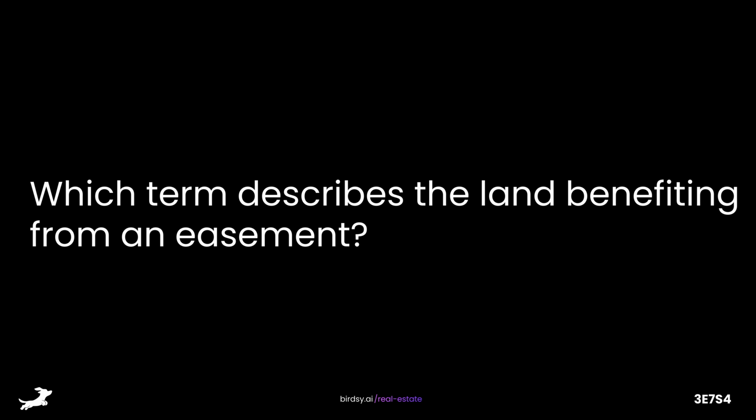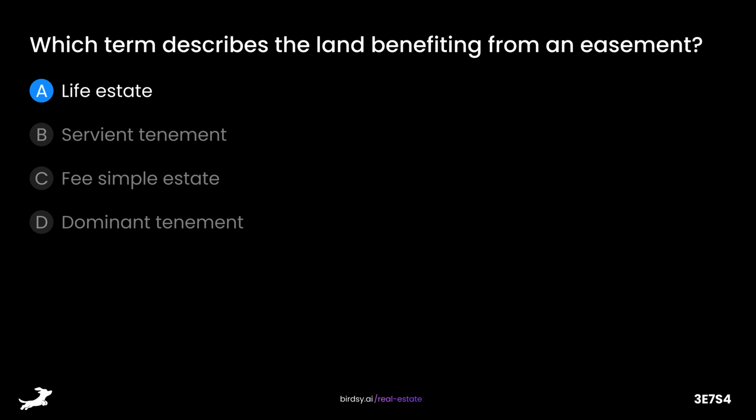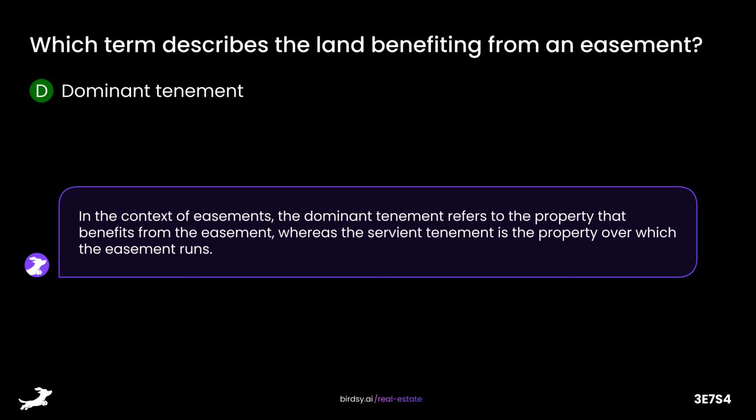Which term describes the land benefiting from an easement? Is it A, life estate? B, servient tenement? C, fee simple estate? Or D, dominant tenement? The answer is D, dominant tenement. In the context of easements, the dominant tenement refers to the property that benefits from the easement, whereas the servient tenement is the property over which the easement runs.